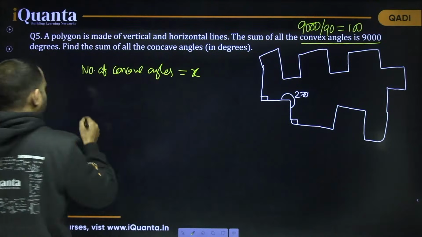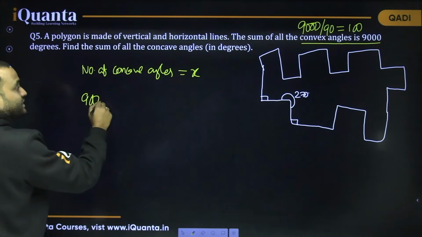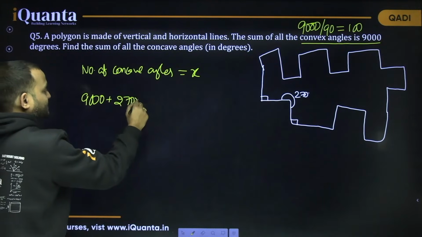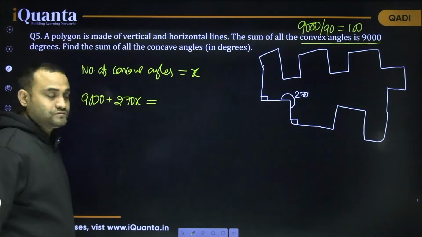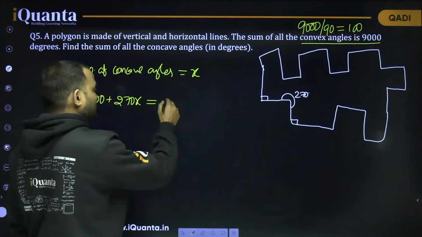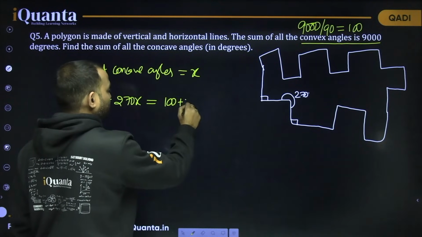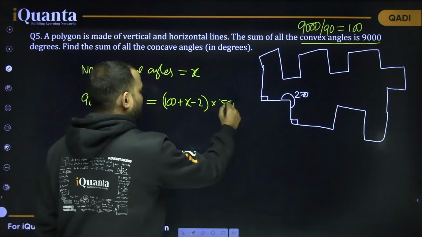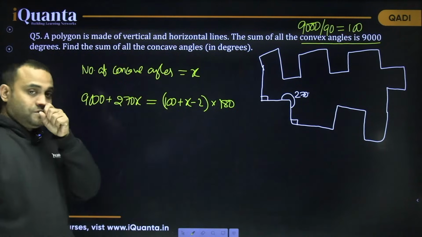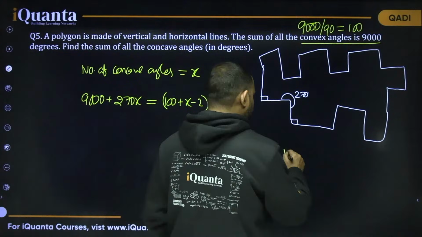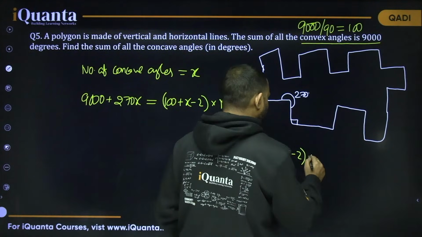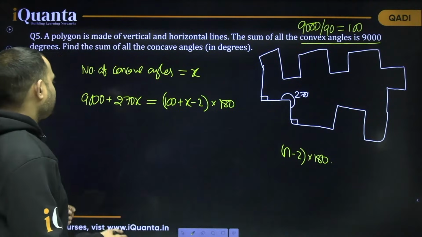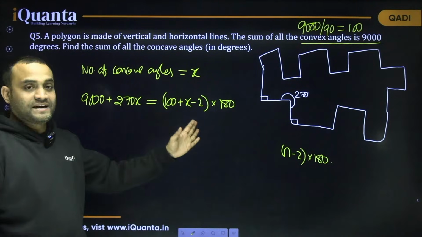So, what we can say, total interior angles will be 9,000 plus 270x, which is equal to, total number of sides will be 100 plus x, minus 2, into 180 degrees. Sum of all the interior angles is equal to n minus 2 into 180 degrees. This is the sum of all interior angles, right. We need to find 270x.